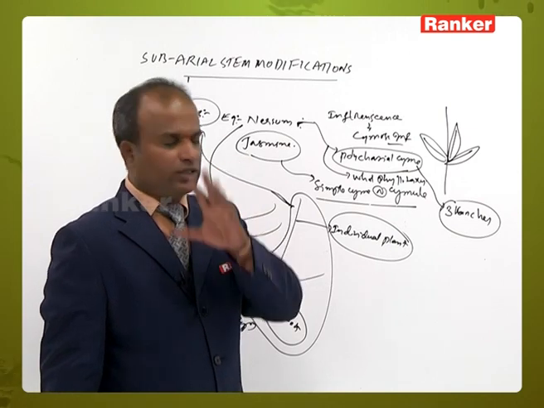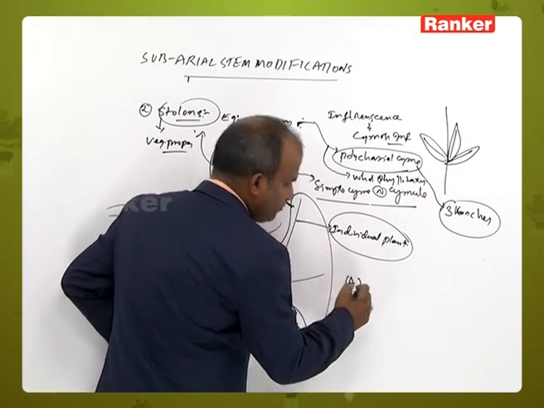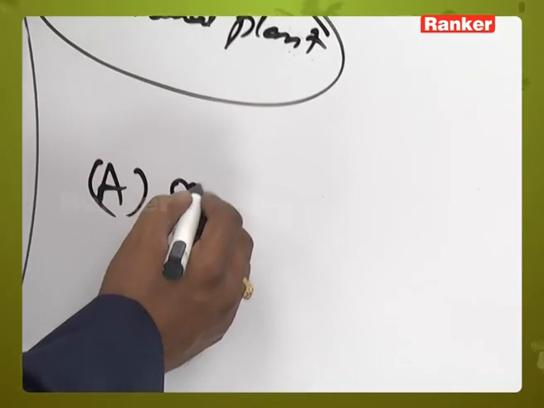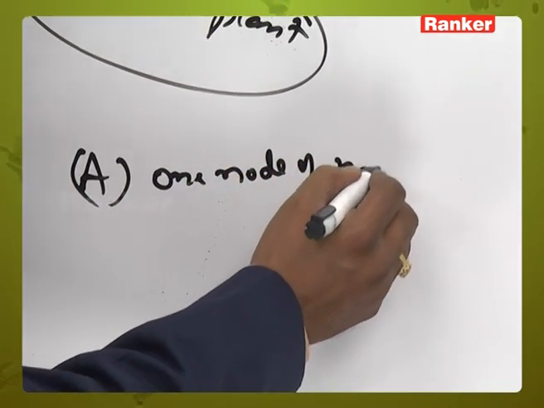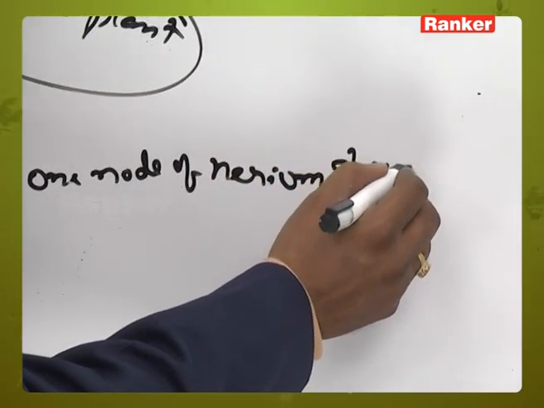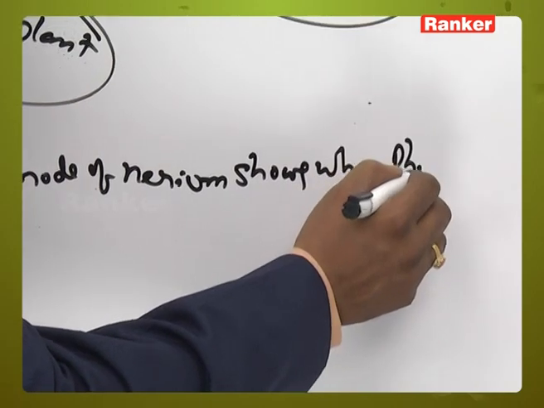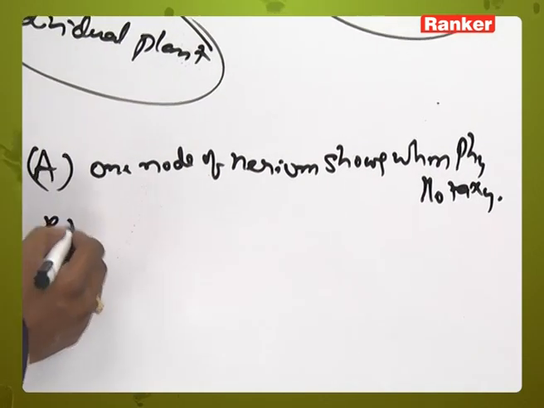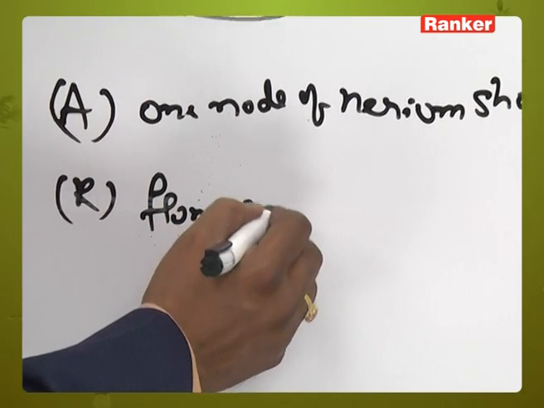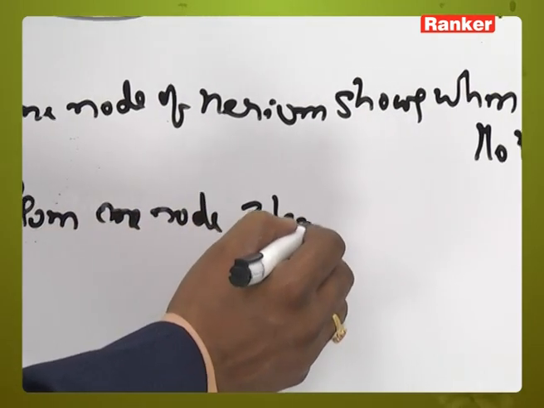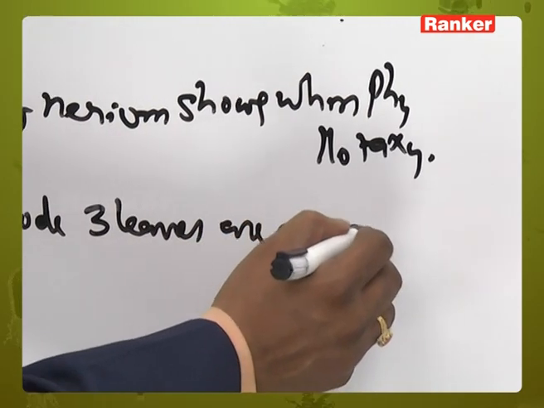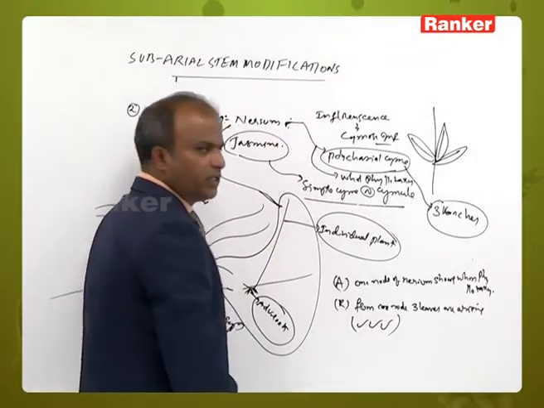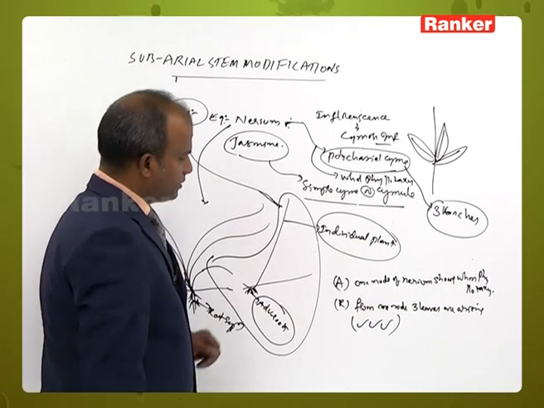Now assertion and reason. In this assertion, nerium shows whorl phyllotaxy. It shows which type of phyllotaxy? Whorl phyllotaxy. What is the reason? From one node, three leaves are arising. Which option is correct? A is right, R is right, and R is the correct explanation for A.